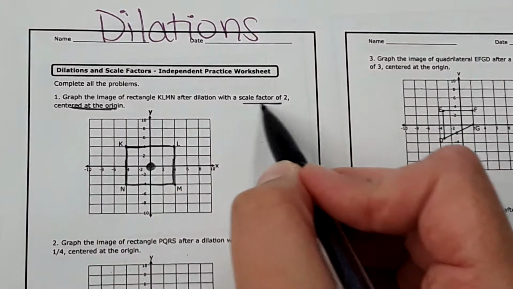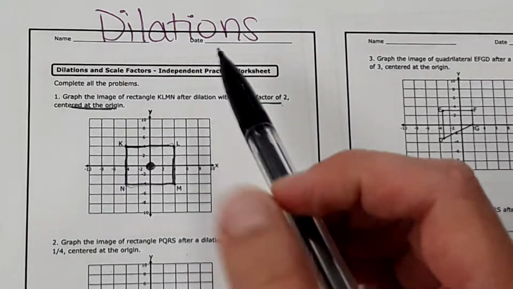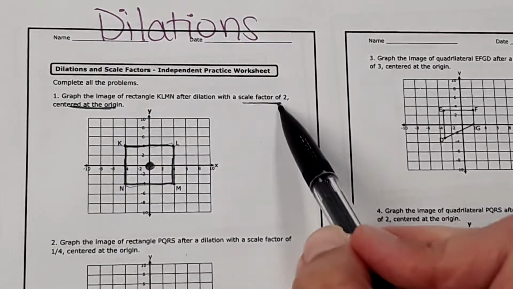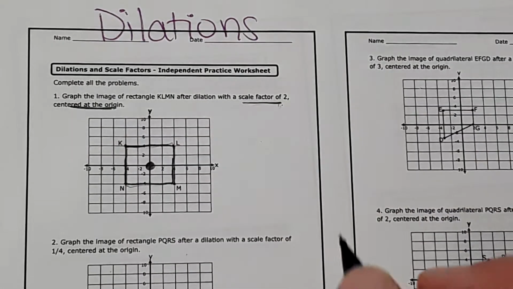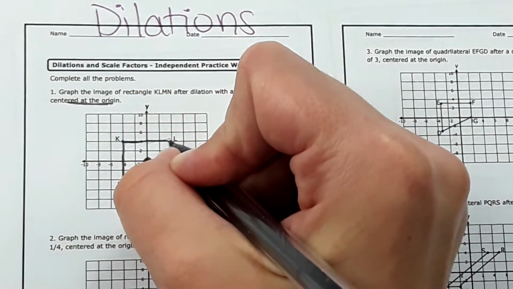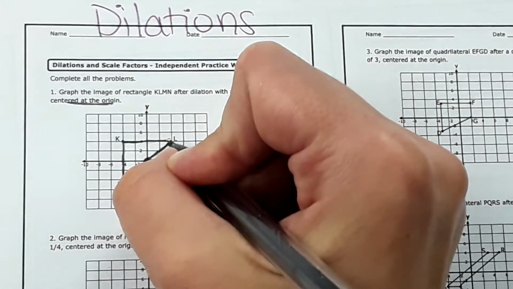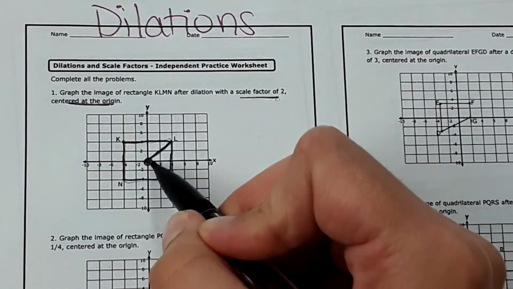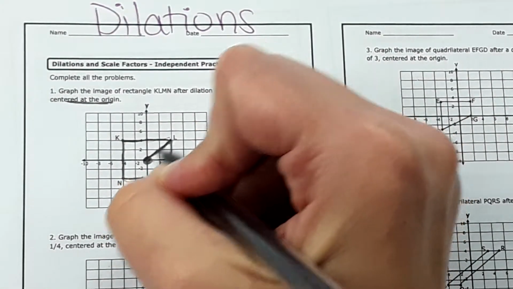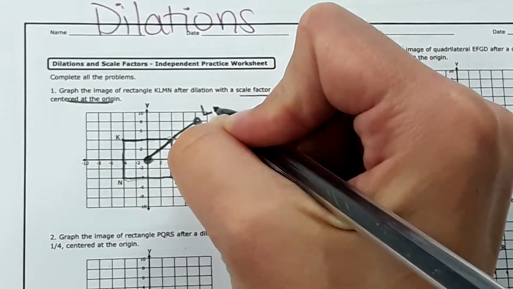Scale factor of 2 means that this shape is going to get twice as large. And a dilation is like when something grows or shrinks. So a scale factor of 2 means it's going to get bigger, like twice as big. With a dilation, that center is important because not only is the shape getting twice as big, these points are getting 2 times the distance from the center of dilation. So from point L to the origin, it's this far. If we double that length, we will get L prime.